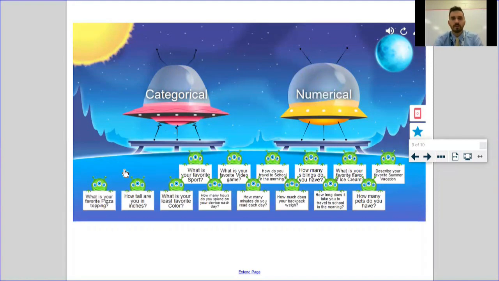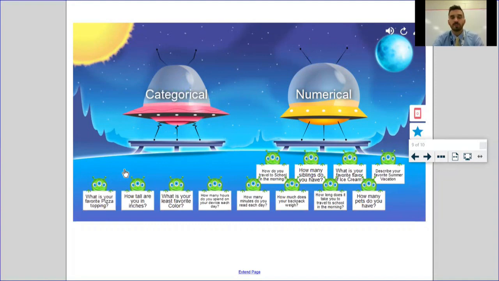What is your favorite sport? That would be categorical because you're answering with words. You're not going to say your favorite sport is 19. What is your favorite video game? That would also be categorical. Fortnite, this and that, whatever you guys play.